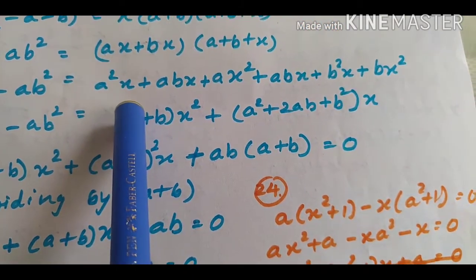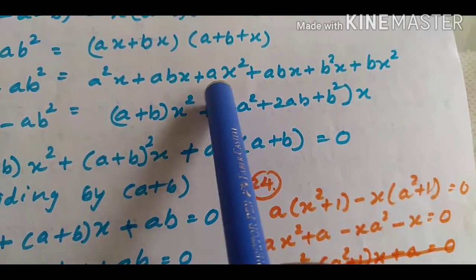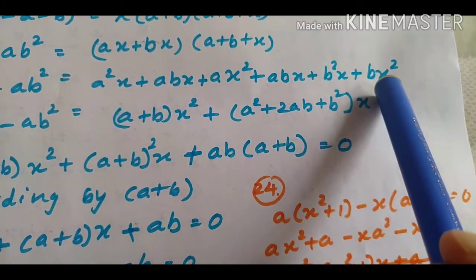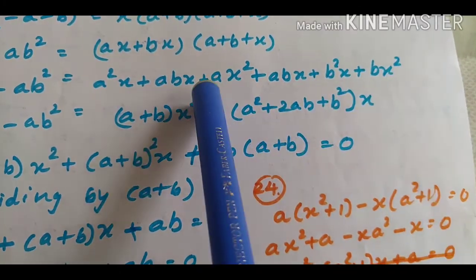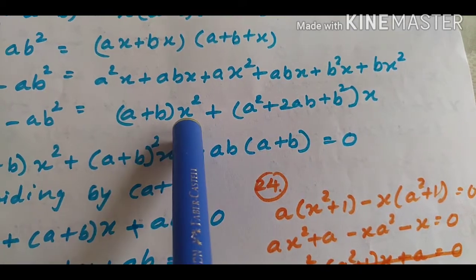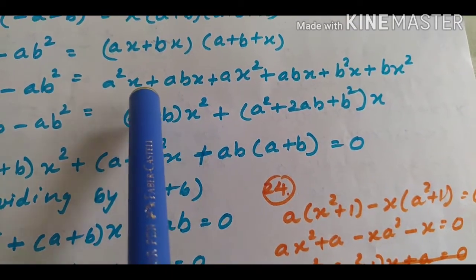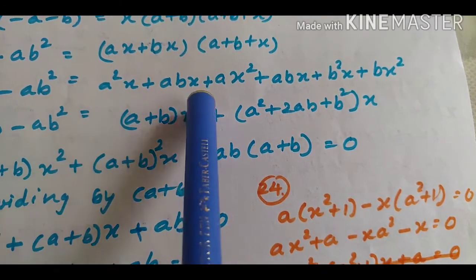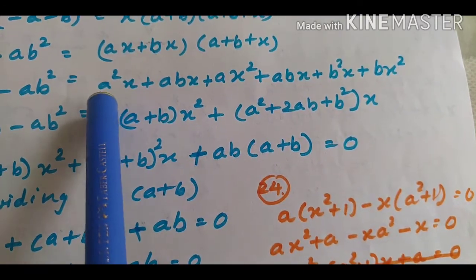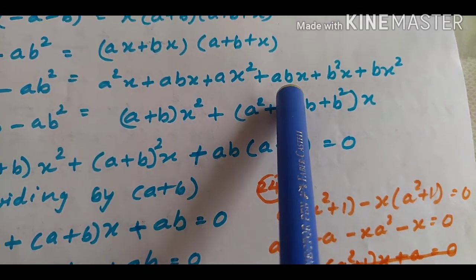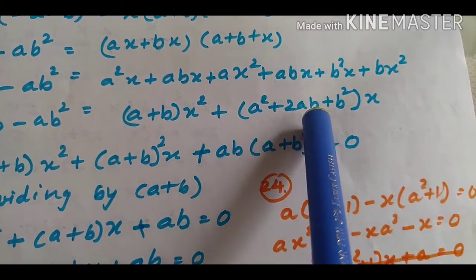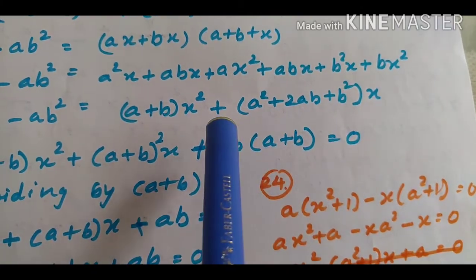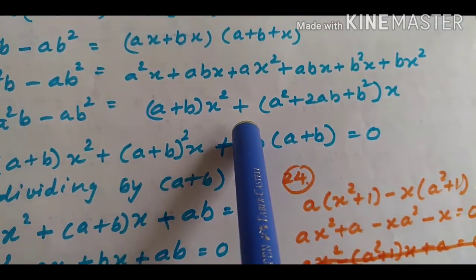There are 6 terms, out of which 2 terms have x square. That x square we can take common and write a plus b in the bracket like this. Also all these are x terms, so x can be taken common. This is a square plus ab 2 times, so that is 2ab, and this is b square in the bracket, and outside x. So all terms are covered.